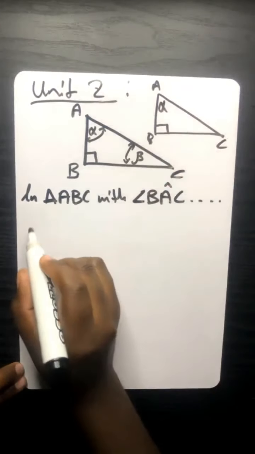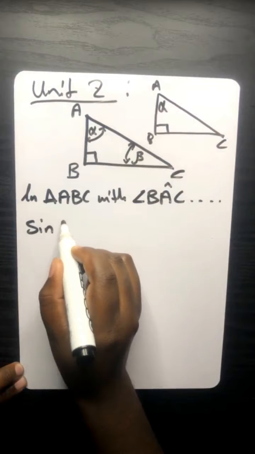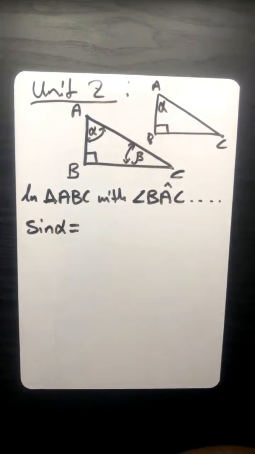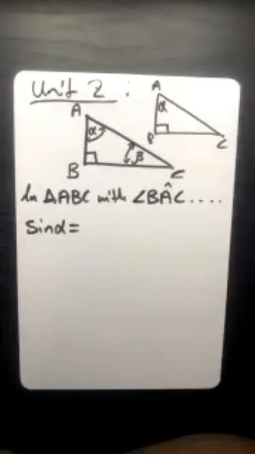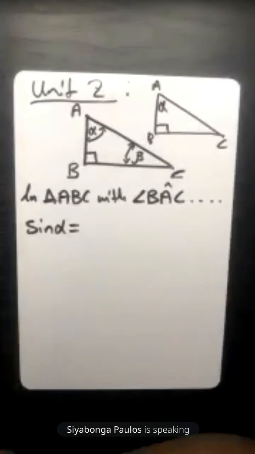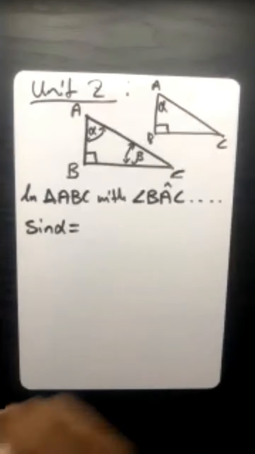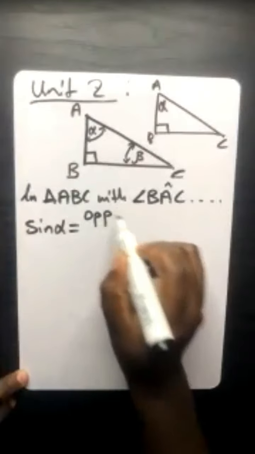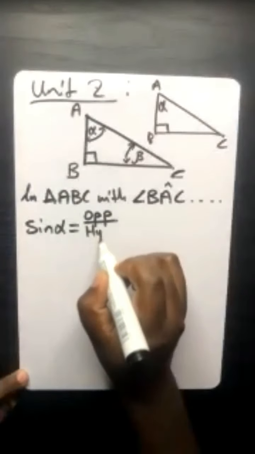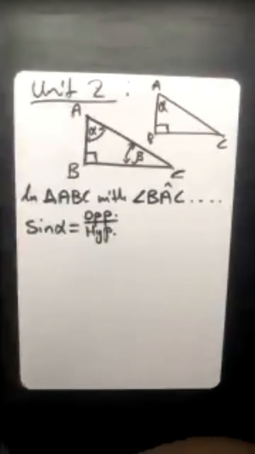So what is sine alpha? The question is BC over AC. BC over AC. So obviously it is opposite over hypotenuse. So you already know this part, isn't it?